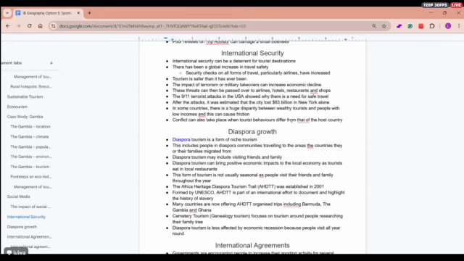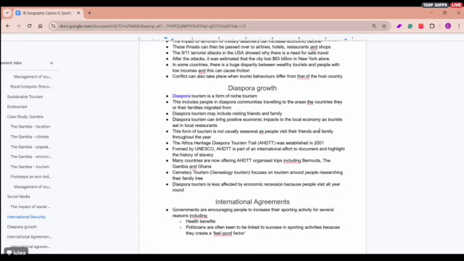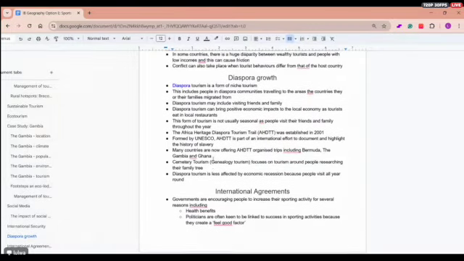However, in some other countries, there's a huge disparity between wealthy tourists and people with low income, and this can cause friction. However, conflict can also take place when tourist behaviors differ from that of the host country. And of course, you also have diaspora growth. Diaspora tourism is a form of niche tourism, which includes people in diaspora communities traveling to the areas the country they or their families migrated from.